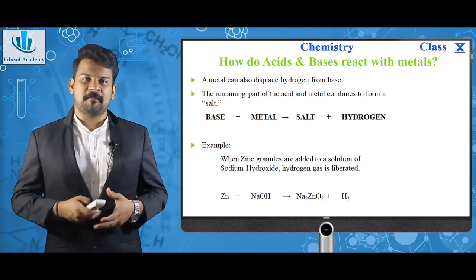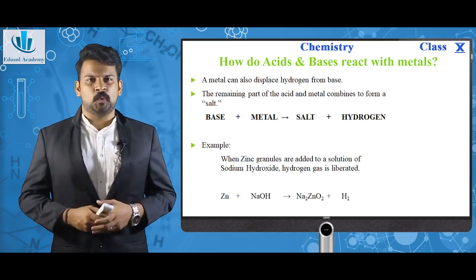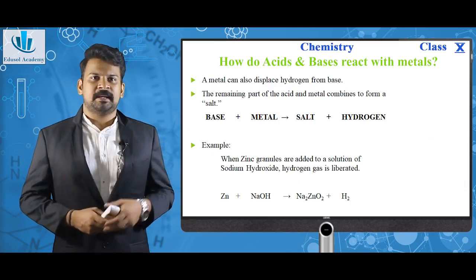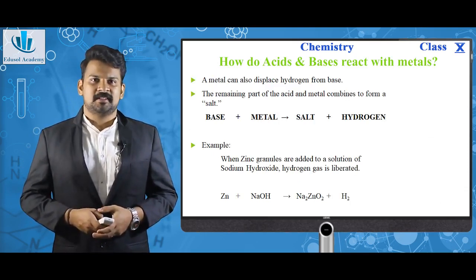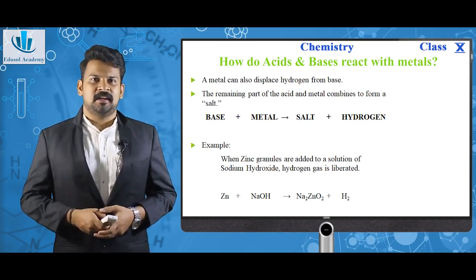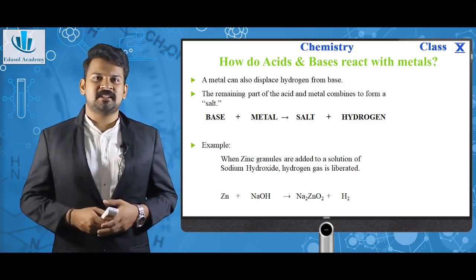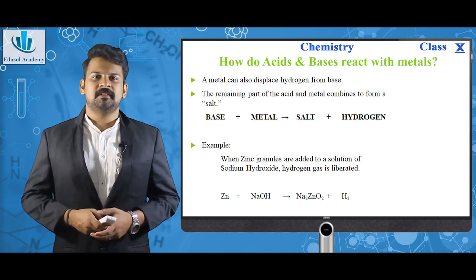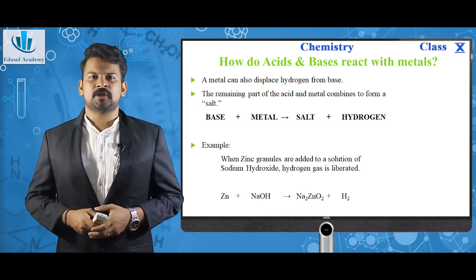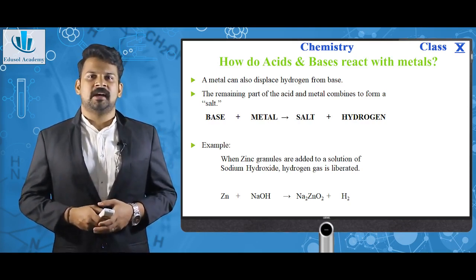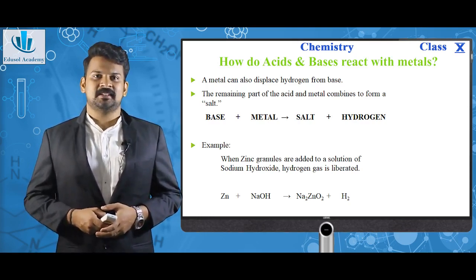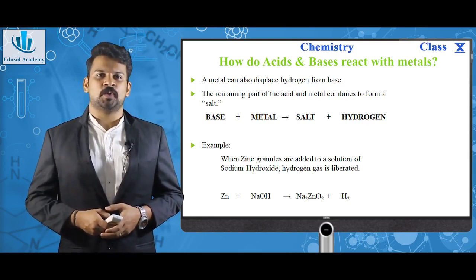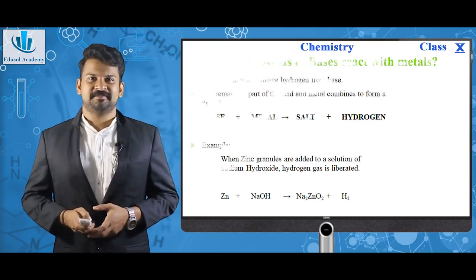Similarly, a base also acts like an acid. Base plus metal gives salt plus hydrogen gas. Similar to the case of an acid, a metal can also displace hydrogen from a base. For example, when zinc granules are added to a solution of sodium hydroxide, hydrogen gas is liberated. Here, sodium zincate, Na2ZnO2, is the salt formed.